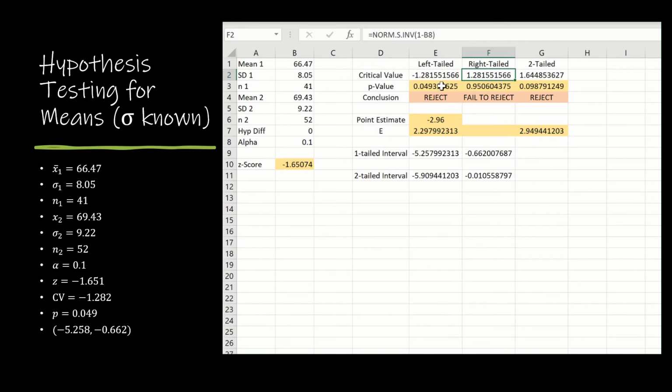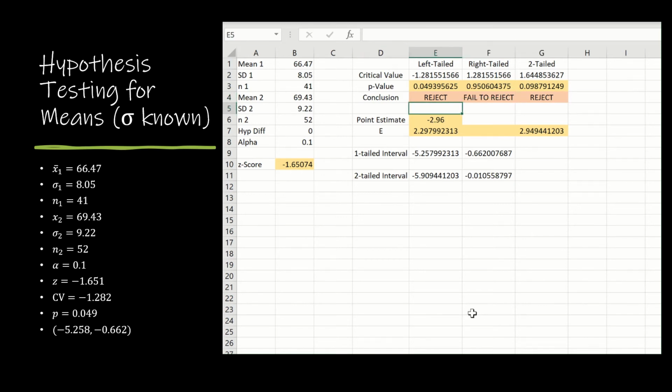For the p-value, for left-tailed, it's just norm S dist or norm dist. Sometimes I forget that I can use norm S dist. And either one works just fine. It's just a little bit less typing. So same value, norm S dist, and then of course 1 minus norm S dist for the right-tailed. You again can use the if p is less than alpha reject, otherwise fail to reject. So notice I've done that for all of them.